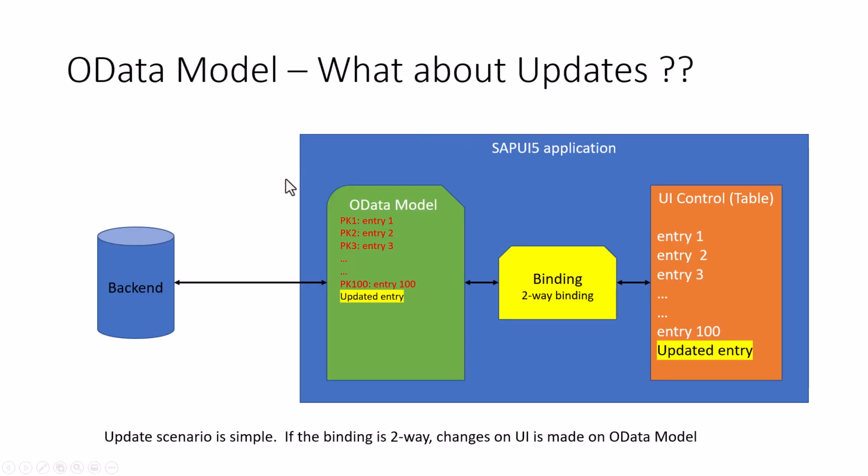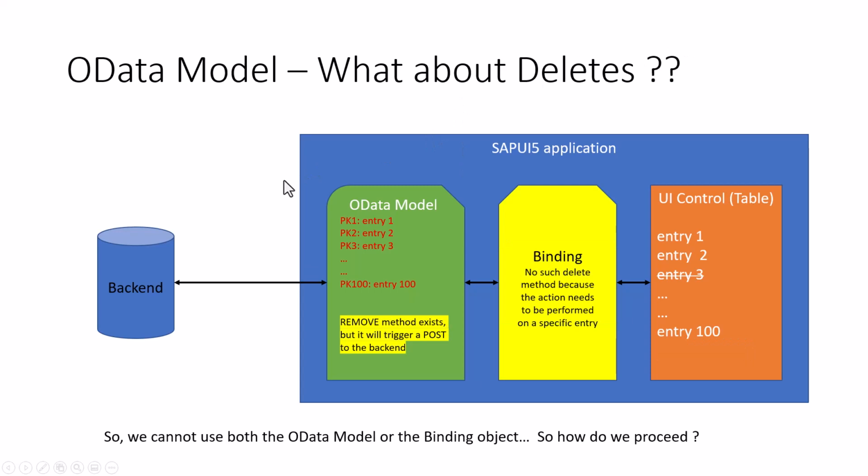So we looked at updates in the previous session. So for deletes, the OData model has a remove method. But what this remove method does, it triggers a post request to the backend, and this is not something we want. We want to delete it within the SAP UI5 application, and then once everything looks hunky-dory, only then do we want to post to the backend. So this remove method is not going to work.